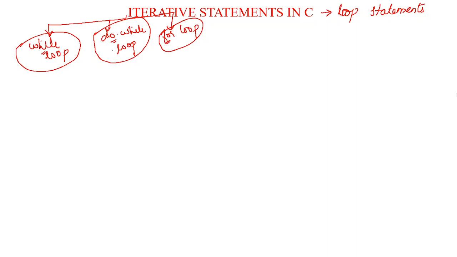What is the main important point which you have to remember? The keywords will always be in small letters. Don't use capital letters. So one is your while loop, second one is your do while loop, and the third one is your for loop.